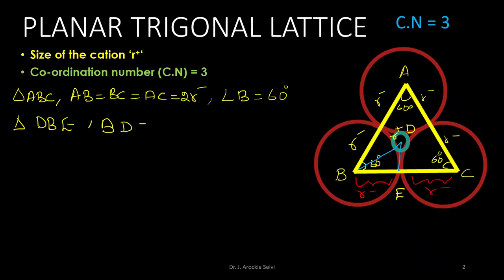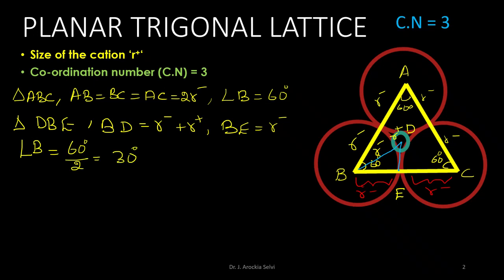BD will be the summation of the radius of the anion and the radius of the cation, that is, R minus plus R plus. Then comes BE, which is R minus. Now the angle B is 60, and half of that is 30. So this angle is 30 degrees. Now we use the trigonometric function to calculate this.